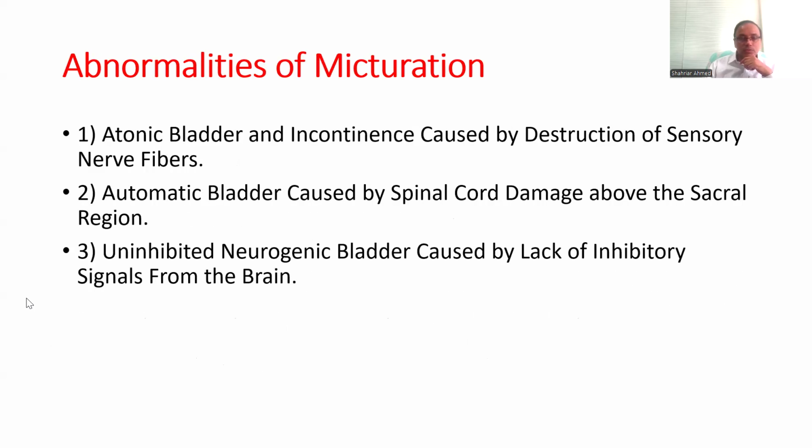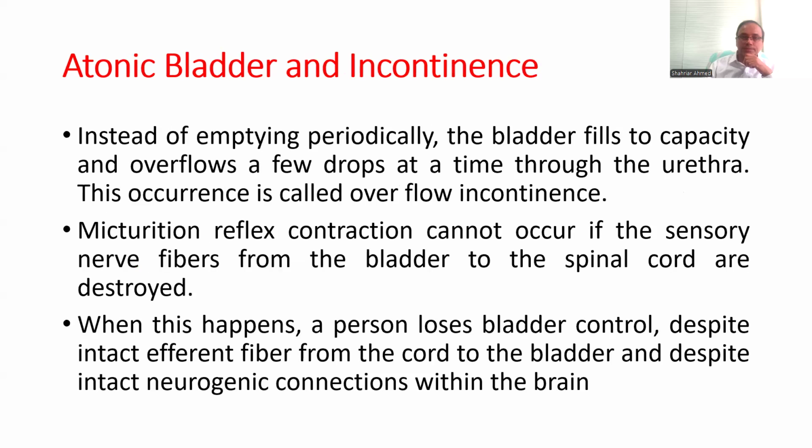Next, we will have to know about the abnormalities of micturition. What is atonic bladder? What is automatic bladder? What is uninhibited neurogenic bladder? Atonic bladder is caused by destruction of the sensory nerve fibers. Automatic bladder is caused by spinal cord damage above the sacral region. Uninhibited neurogenic bladder is caused by lack of inhibitory signals from the brain.